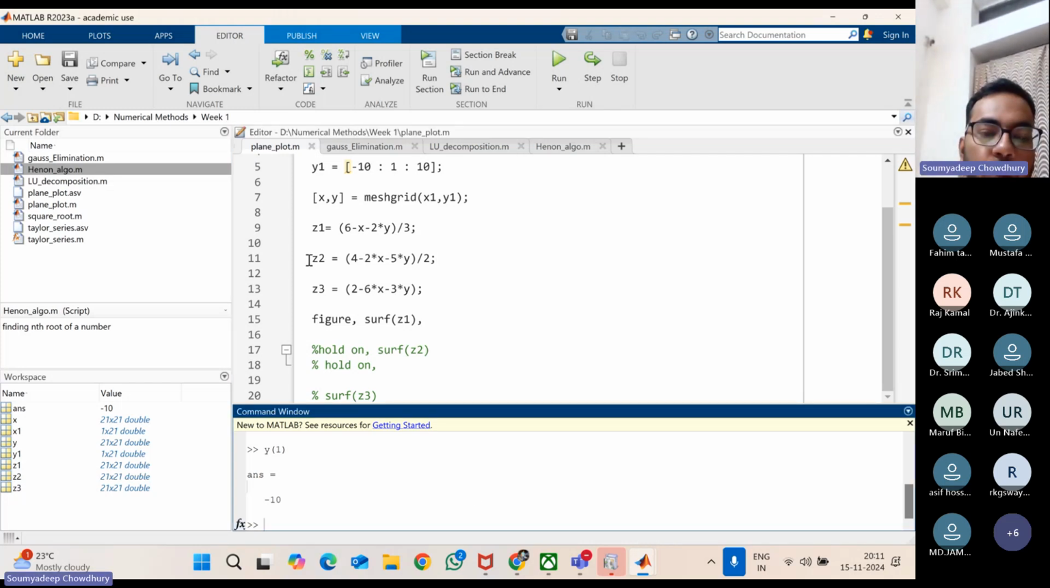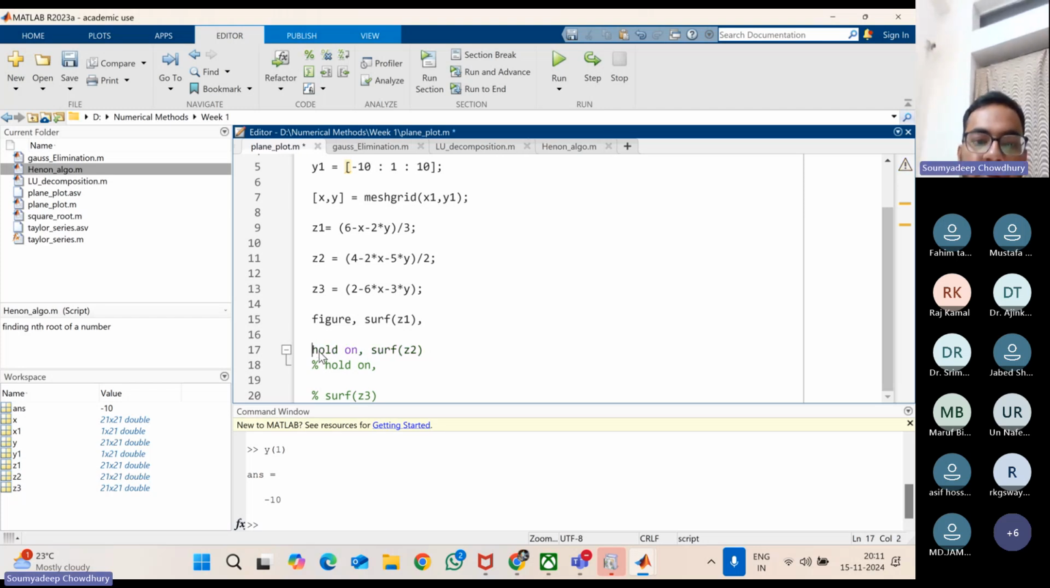Now if I want to plot another plane, Z2 is the equation of another plane and Z3 is another plane. Obviously, you can understand that the intersection of two planes will give you a straight line. It will not give you a point. Just remember this. The intersection of two planes gives you a line, not a point, like the intersection of two straight lines gives you a point. However, the intersection of three planes will give you a point, if a solution exists, obviously.